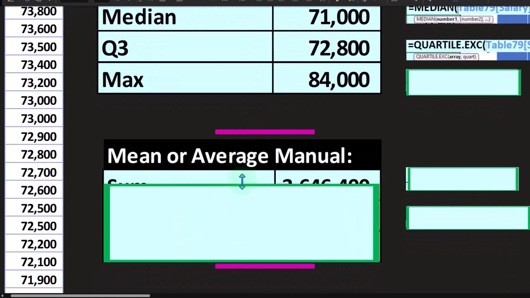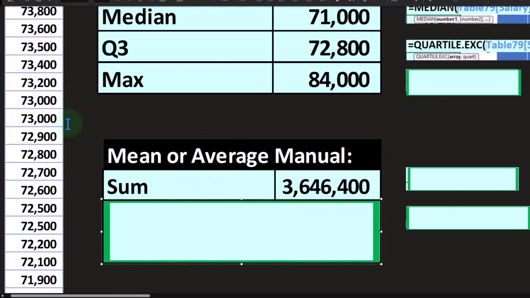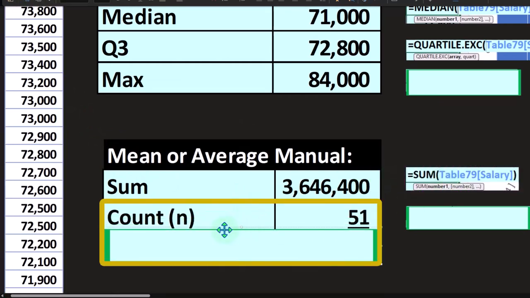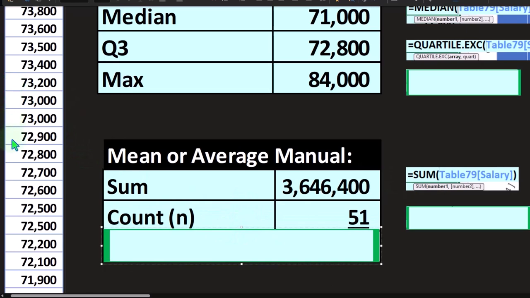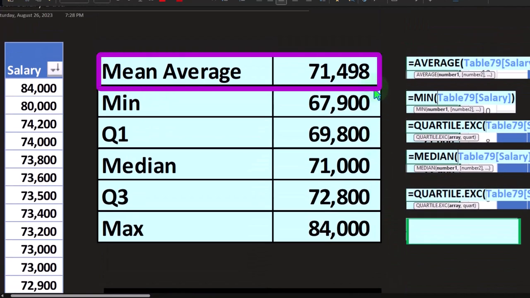Now, the average can also be calculated as taking the sum of all of our data, which we could do with a trusty sum function, dividing by the number of items, 1, 2, 3, 4, and so on, which were represented by N, which we can use the count function in Excel instead of counting them manually, and that would give us that 71,498 as well.